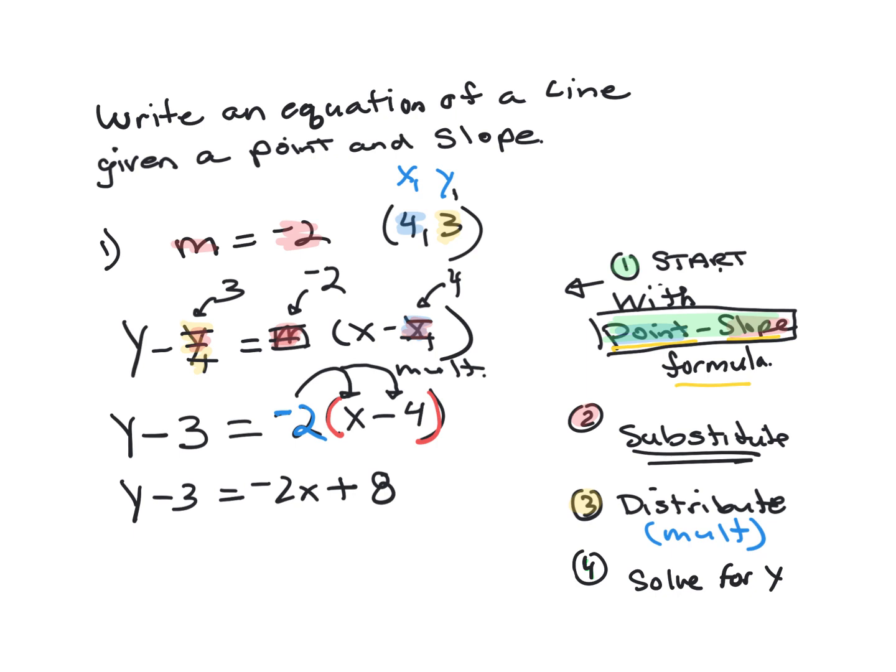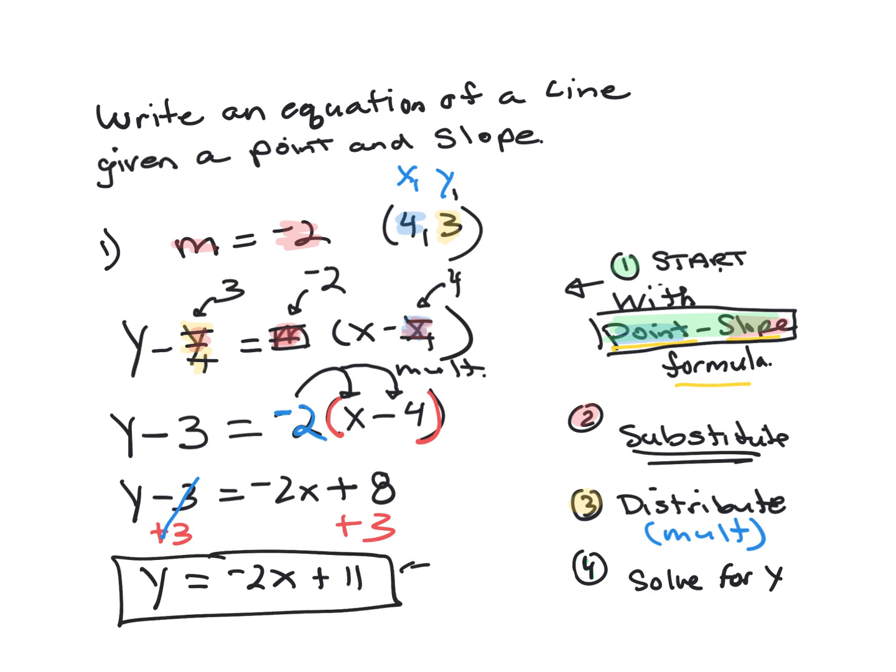And then doesn't solve for y mean we need to get y by itself? So don't I have to add 3 because I'm subtracting 3 to both sides? And isn't a negative 3 and a positive 3 0? So that leaves me y equals negative 2x. And then 8 plus 3 is 11.